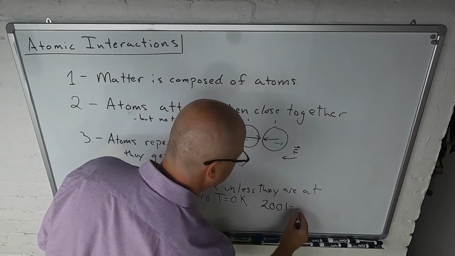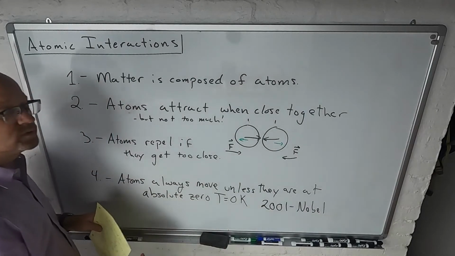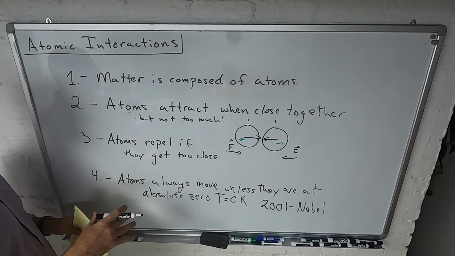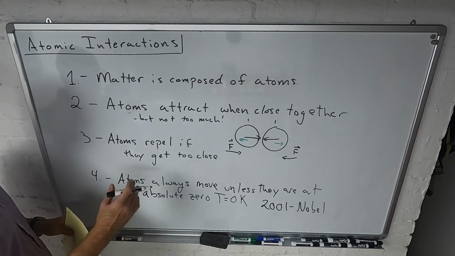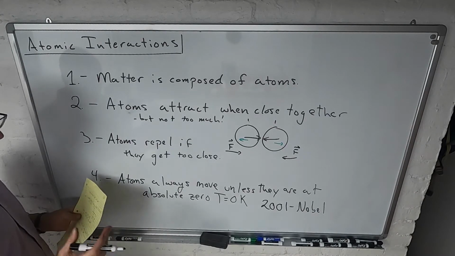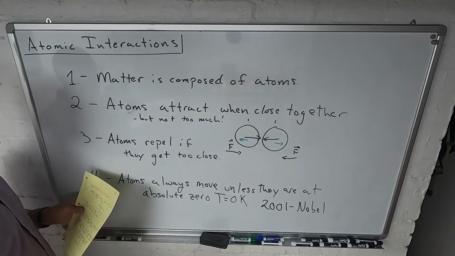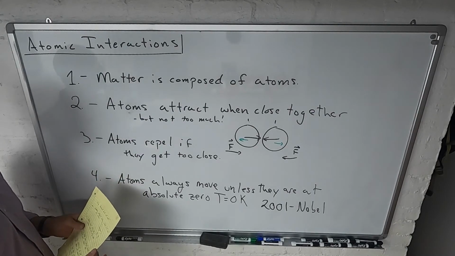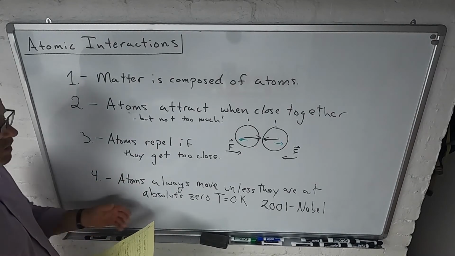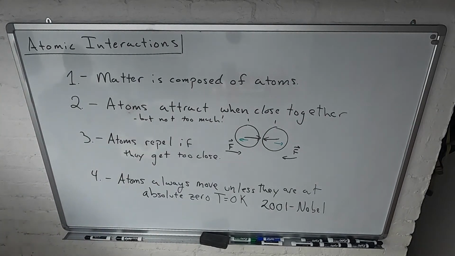a Nobel was given to two groups, one at UC Boulder and one at MIT, for finding materials, essentially sodium atoms, that can be condensed into what's called a Bose-Einstein condensate. And so that was a material that reached absolute zero in the lab. The coldest thing on the planet.